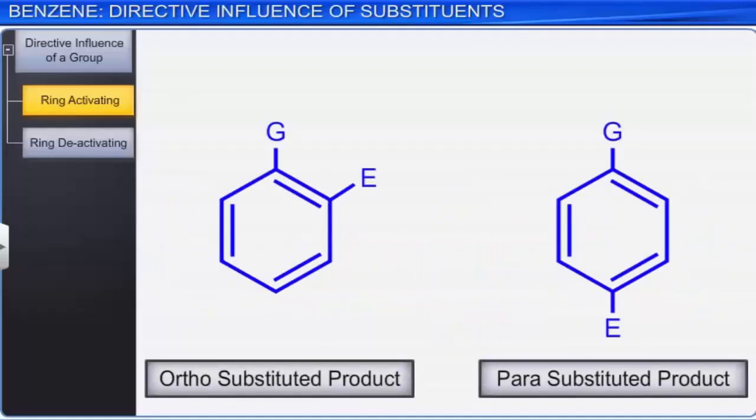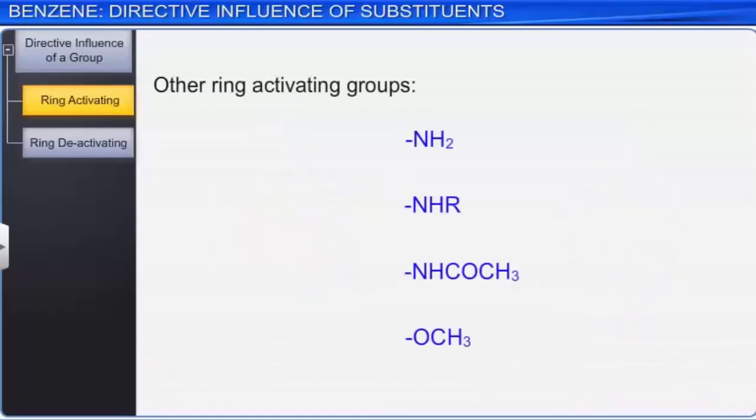Thus, ring activating groups are said to form ortho and para substituted compounds in major amounts. Other ring activating groups include NH2, NHR, NHCOCH3, and OCH3. Ortho and para directing groups facilitate electrophilic substitution by increasing electron density on the benzene ring and are called ring activating groups.